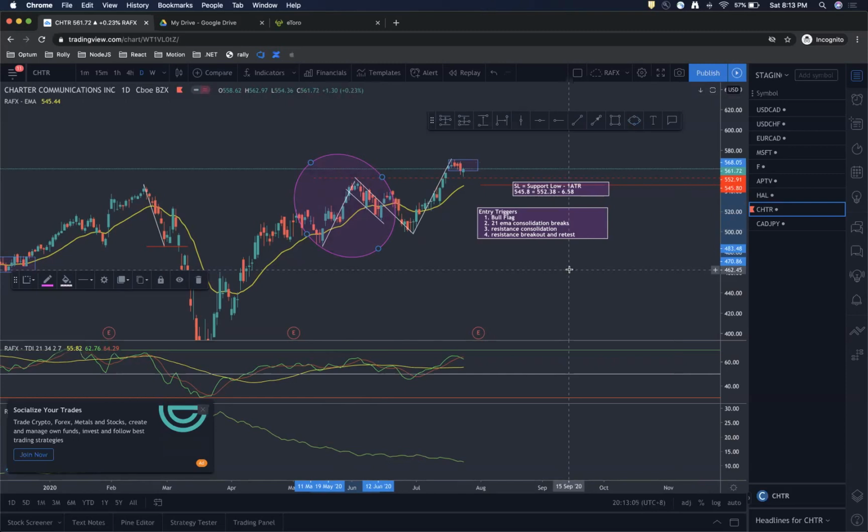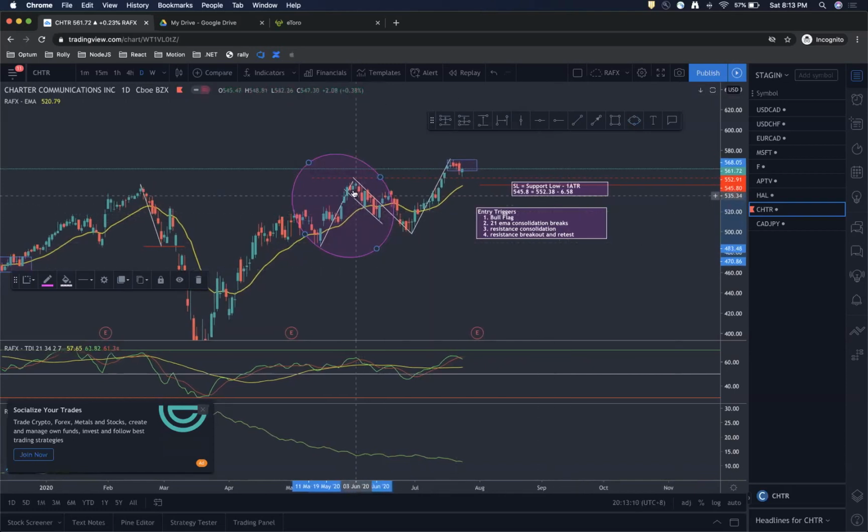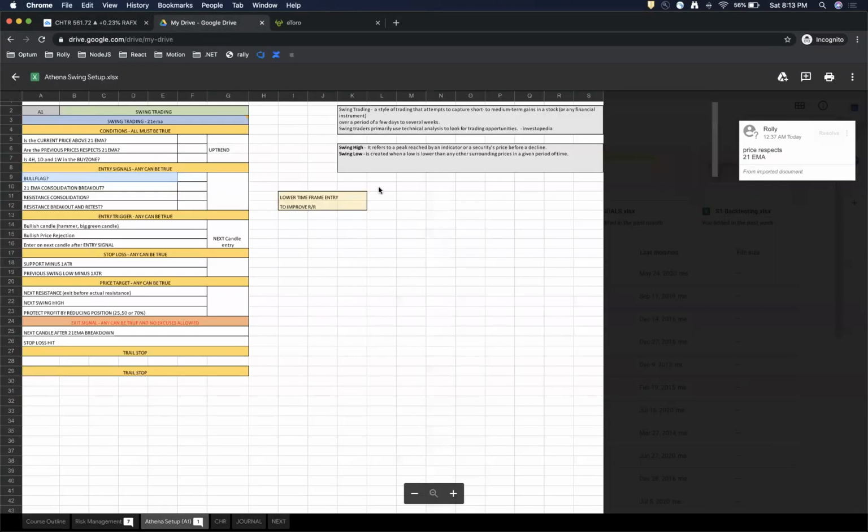So paano siya naging entry signal? So if you notice sa bull flag niya, merong breakout. So meaning this is a sign na pwede siyang entry trigger na napo-form na yung signal ko. Pag nag-break siya dyan sa line na yan, pwede akong pumasok. Okay, so that's one entry signal that you can have. Okay, another one is 21 EMA consolidation breakout. So what's that?